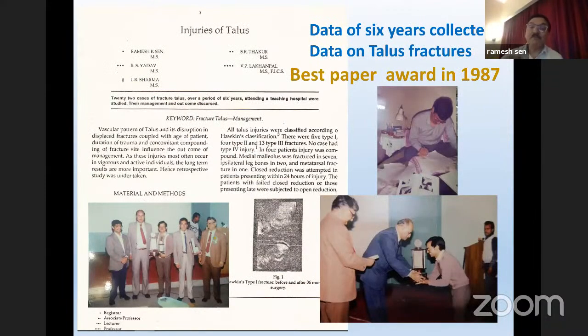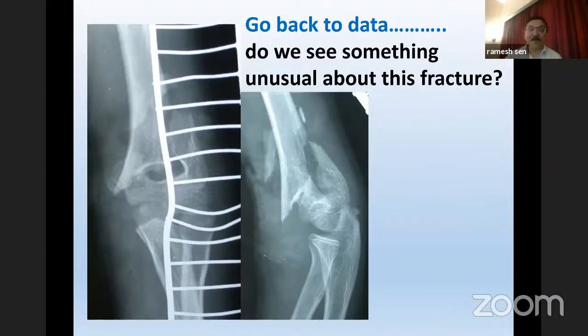Then further data. I'm not looking at organized research; I'm looking at just a collection of my cases. So I collected a lot of cases of Taylor's fracture in the last 6 years, and I got a best paper award for those. And again, coming back to the X-rays, I don't know whether you recognize what is special about this X-ray, but I was interested to see what is happening. This is something different.